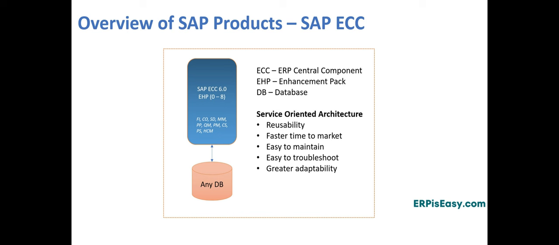The next product we are going to discuss is SAP Business Technology Platform. SAP BTP stands for Business Technology Platform, but previously it used to be called SAP Cloud Platform. And in March 2021, SAP changed its name to Business Technology Platform.